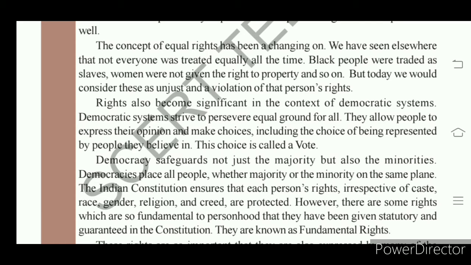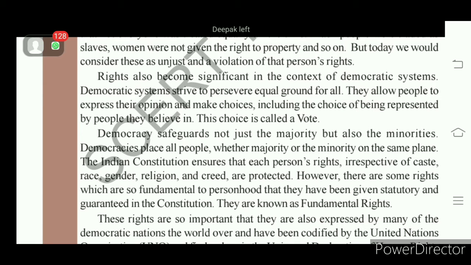And here the people are given the right, what right, the choice of being represented by people. There in democracy only we find people enjoying their rights. In democracy we see that people are given a choice. What is that choice? We call it vote. We all have the right to vote, through which we can elect our representative, right? That is the power of the vote. So we have a choice that is called vote. Vote is there in our hand.